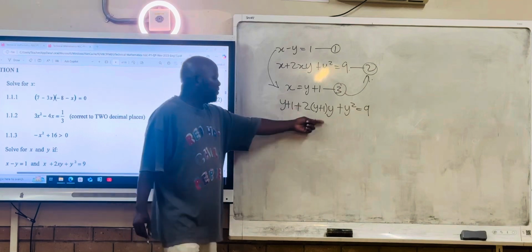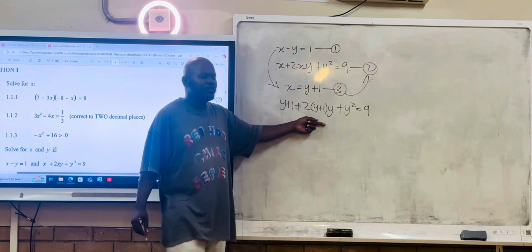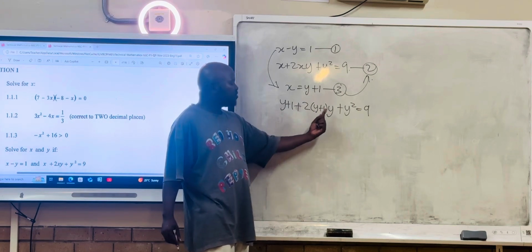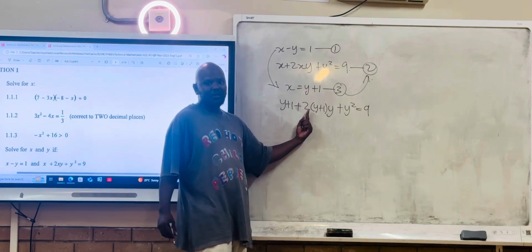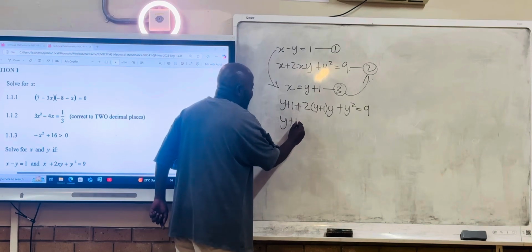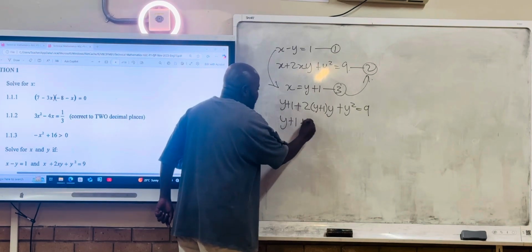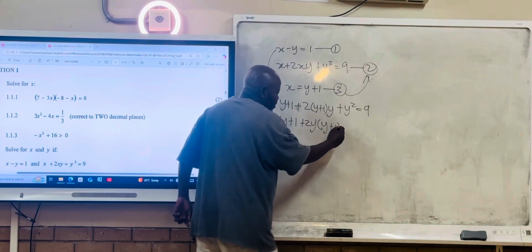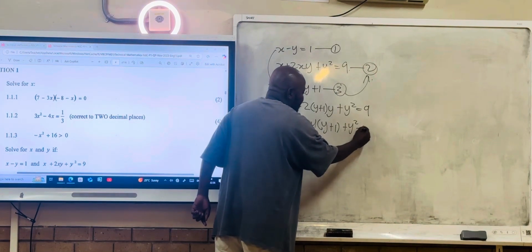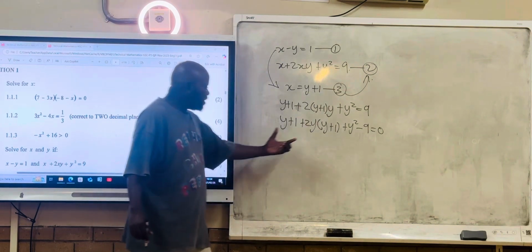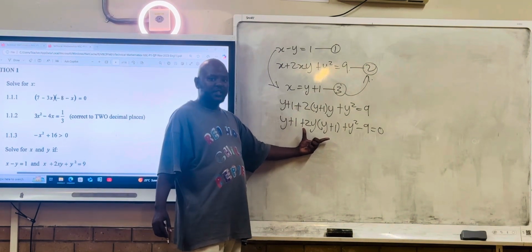Normally when we get here, for learners not to be confused when we multiply, because this is multiplication, we are allowed to take this y to the front there. Are we together? So we have y plus 1 plus 2y into y plus 1 plus y squared minus 9 is equal to 0. You see now it makes our multiplication simpler.